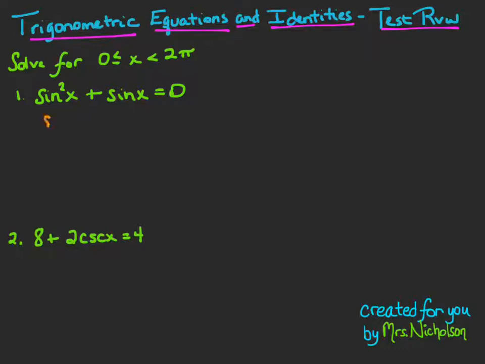They both have a sine, so I'm going to factor out sine x. And inside the parentheses, then I would have left sine x plus 1 equal to 0. And so now that I've got it factored, I'm going to set each factor equal to 0.